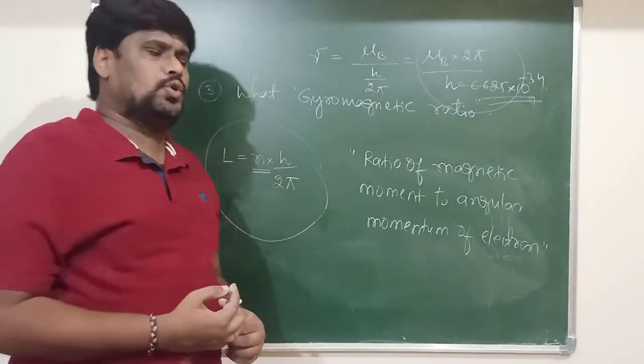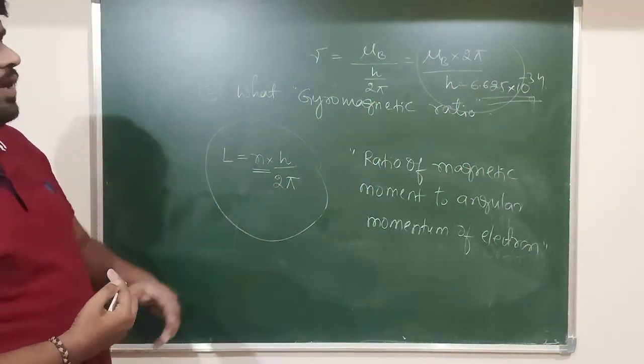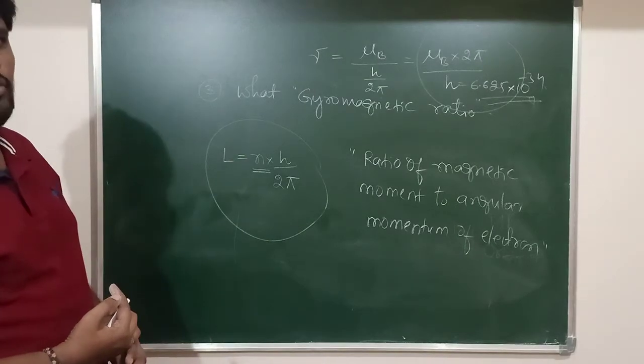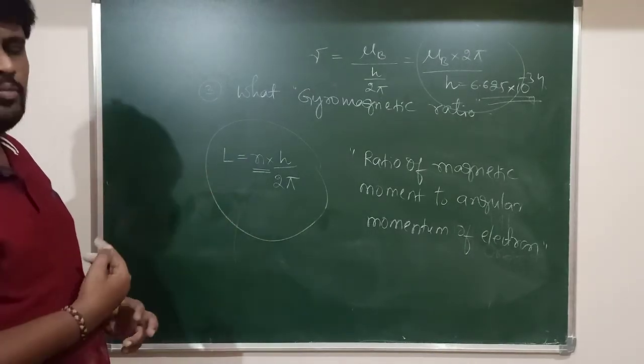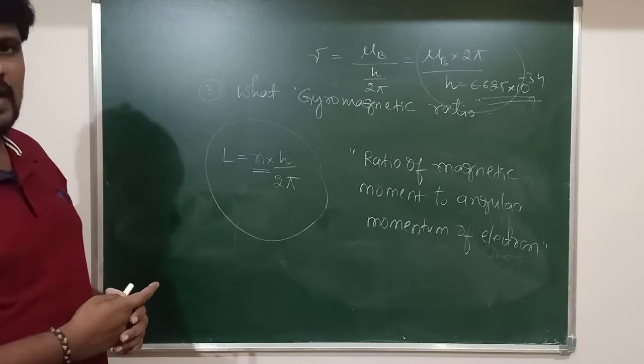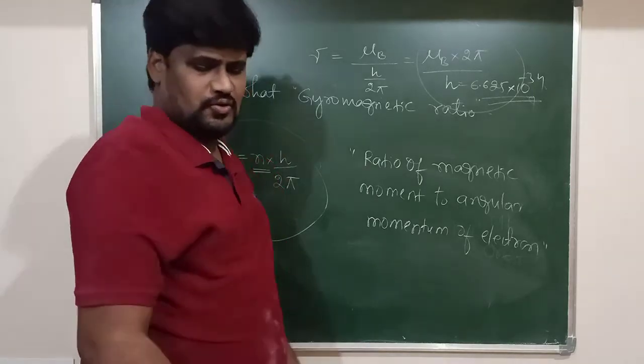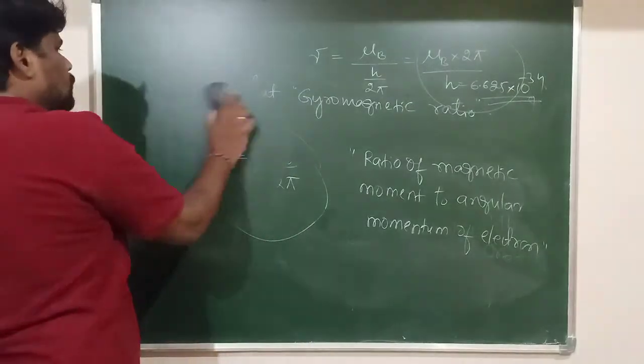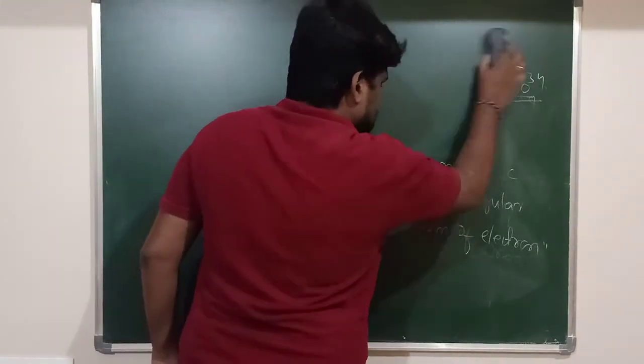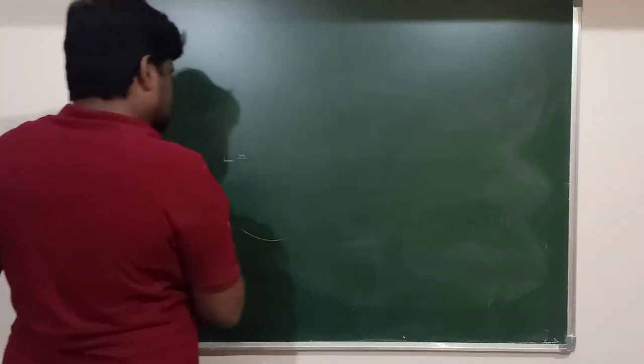It is the ratio of magnetic momentum to the angular momentum. We will call it the gyromagnetic ratio. Okay. I will move to the next question.